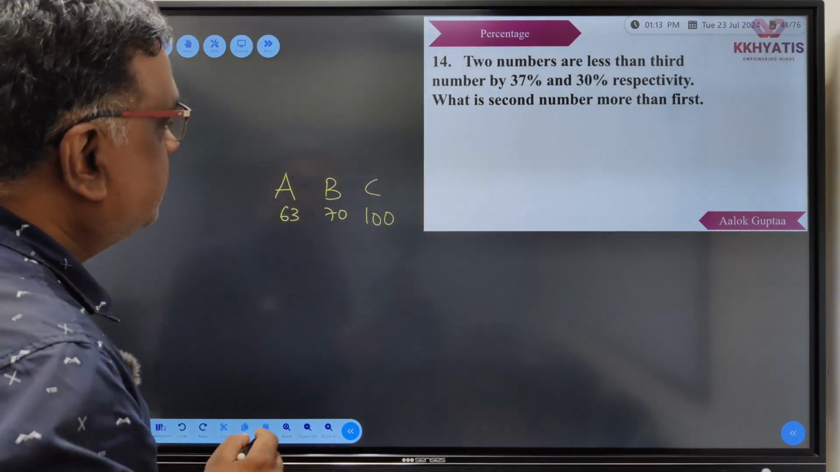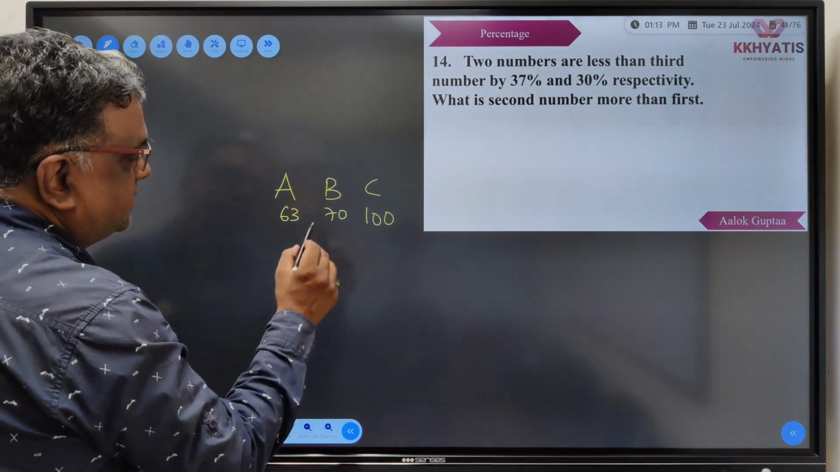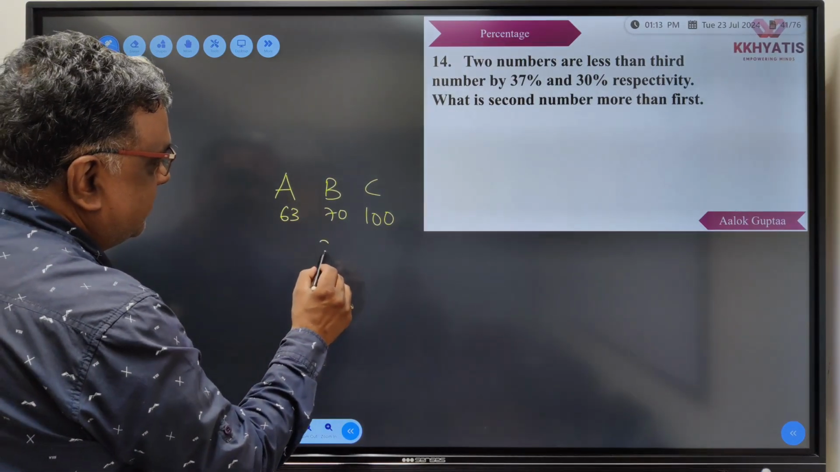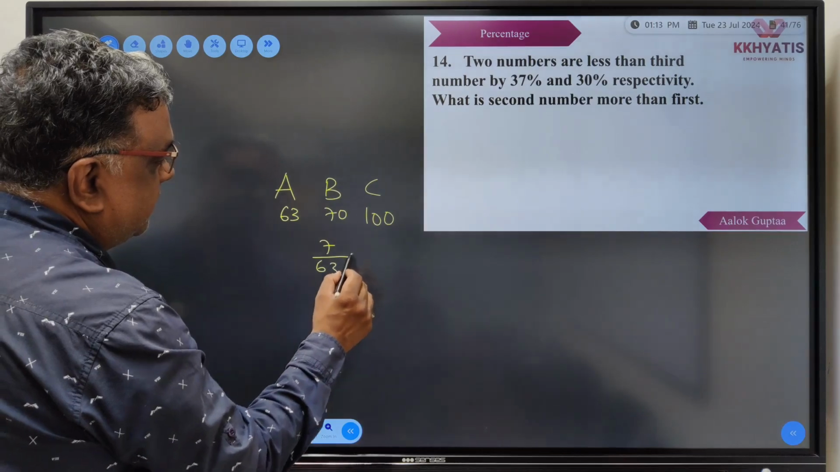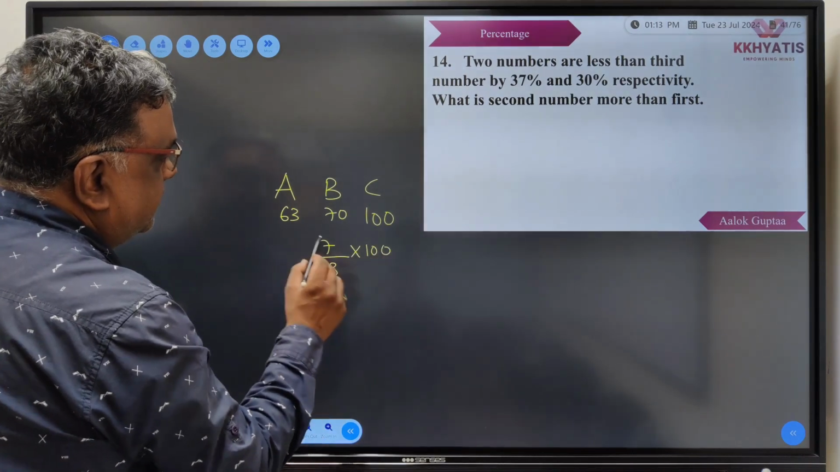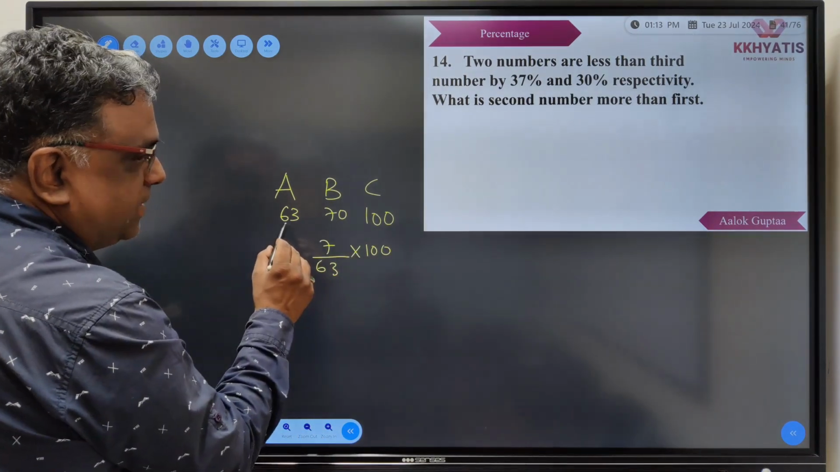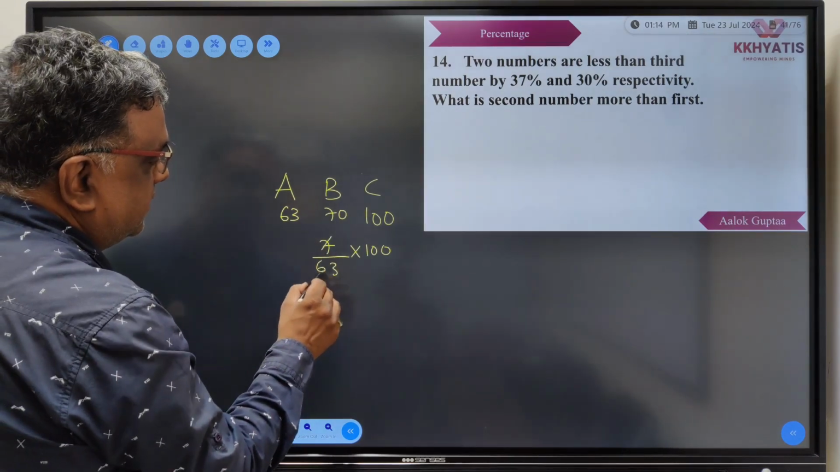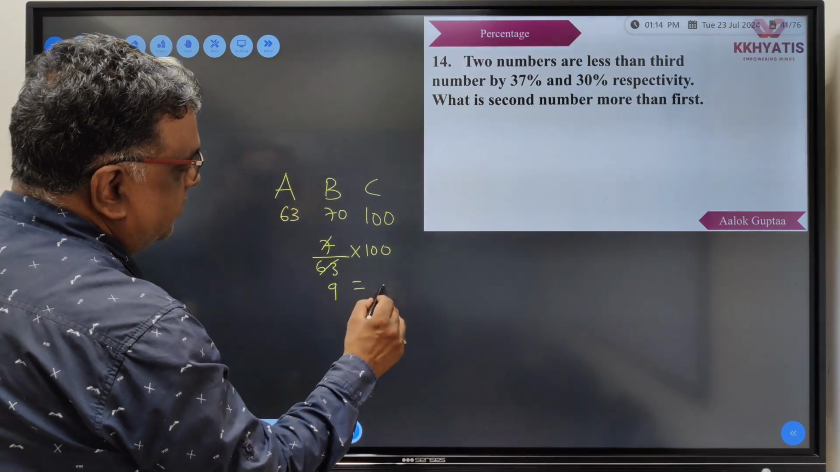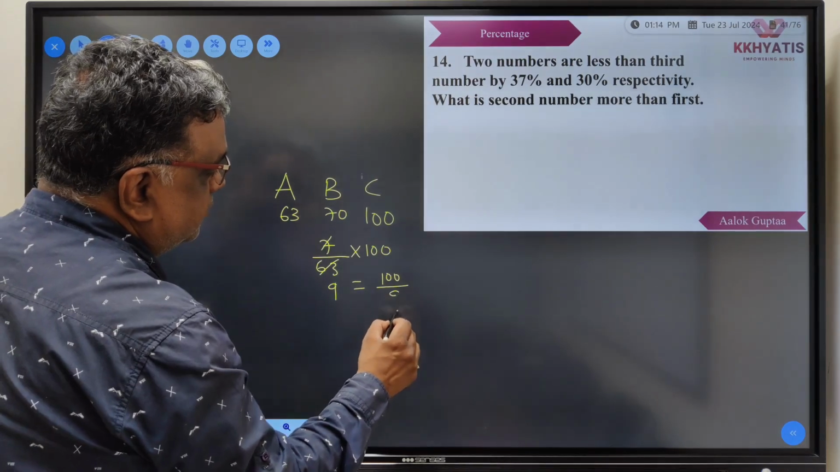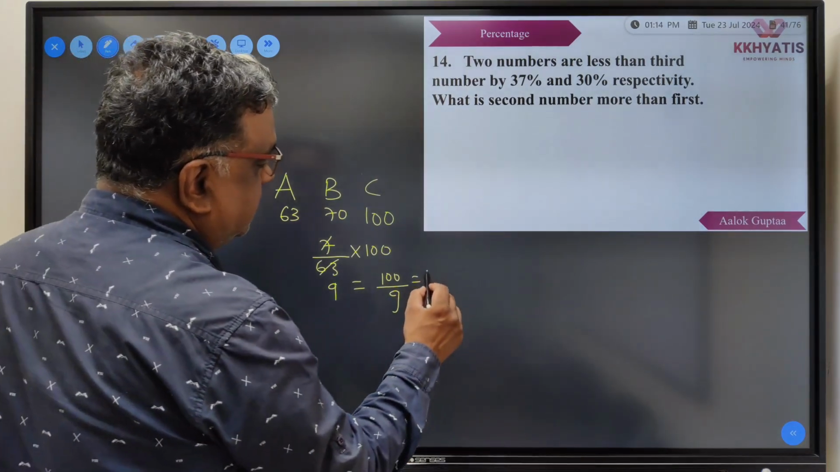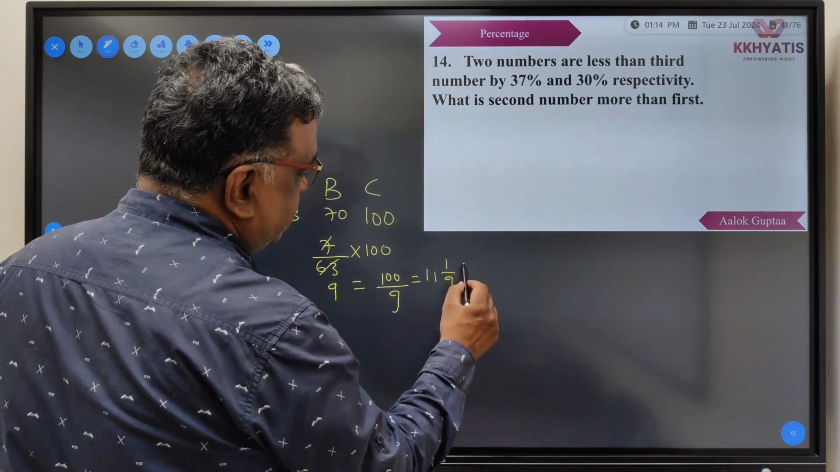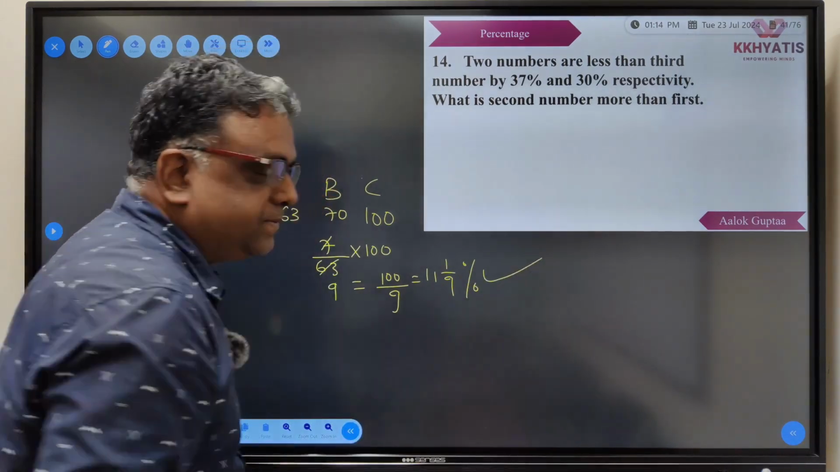What is the second number more than first? The second number is B. It is more than first by 7. 7 over 63 into 100. The more by 7 with respect to A, 63, 9. So 100 upon 9 can be written as 11 1 by 9% is the answer.